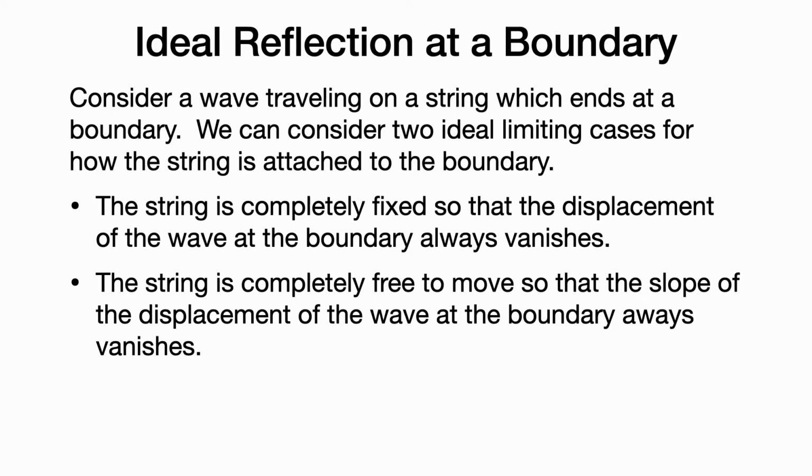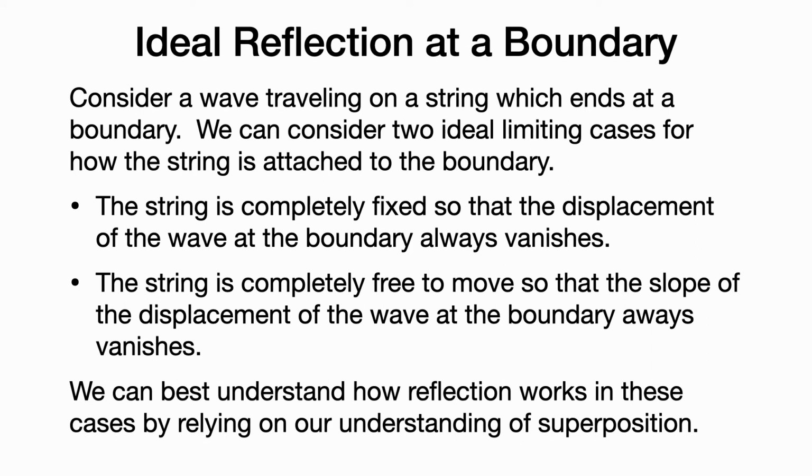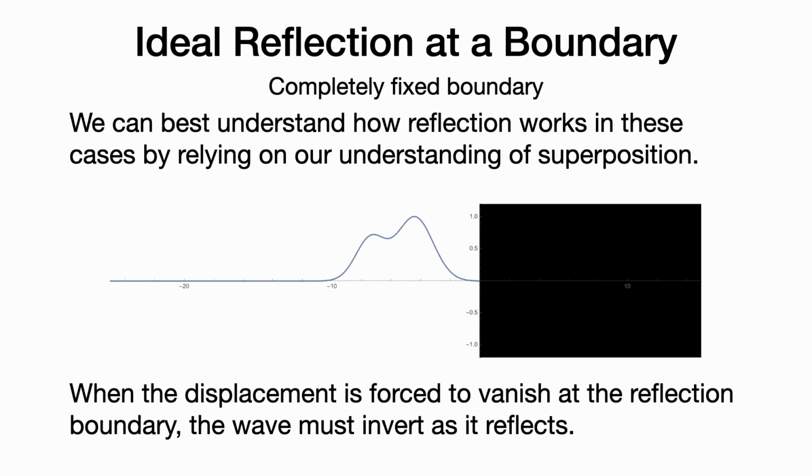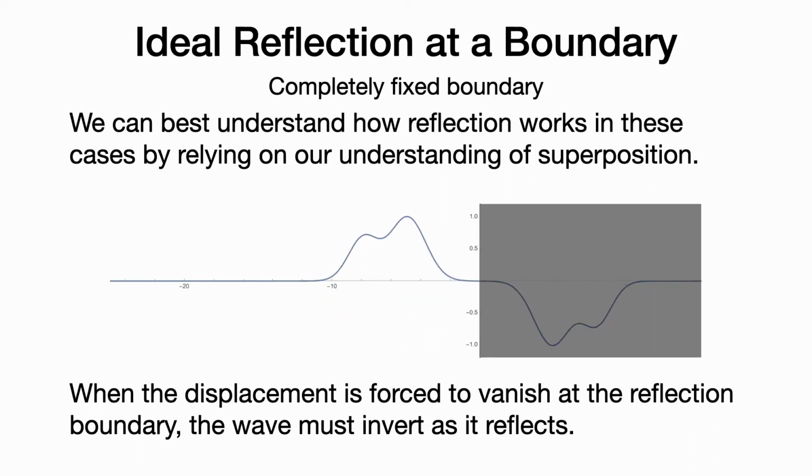We can best understand how reflection works in these cases by relying on our understanding of superposition. Consider the following example where we have a wave which is going to reflect as if it were completely fixed at the boundary. Notice that when the displacement is forced to vanish at the reflection boundary, the wave must invert as it reflects. To consider how this happens, consider superposition of two waves, one inverted, traveling in opposite directions, and set up so that they always cancel exactly at the boundary. We see that this clearly explains why a wave inverts when the wave is forced to vanish at the boundary.